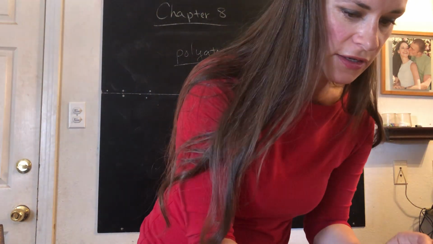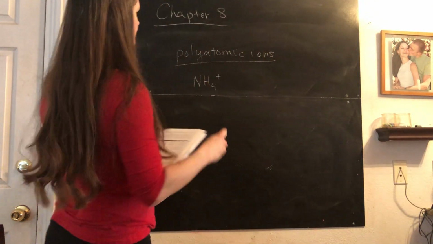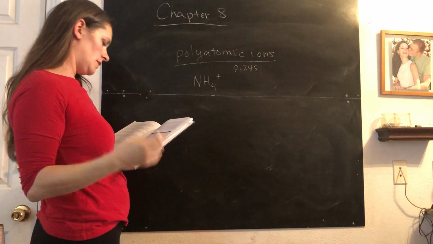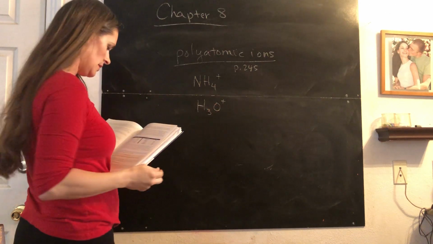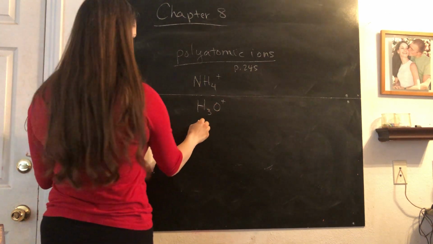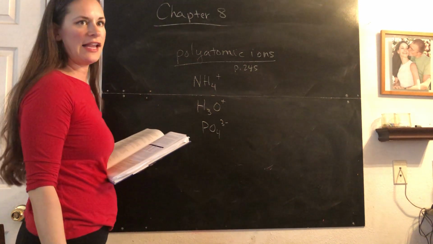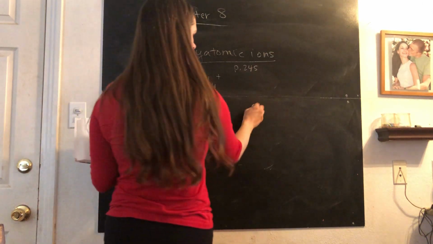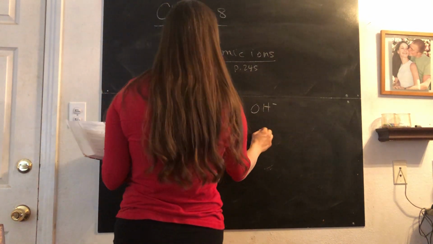What are some other ones? They're all listed in your book on page 245. The only other positive one is hydronium ion. The rest are negative. So phosphate is PO4 3 minus. It acts as the anion, or the nonmetal, in an ionic compound. Hydroxide, OH negative, kind of the opposite of hydronium. Nitrite and nitrate.